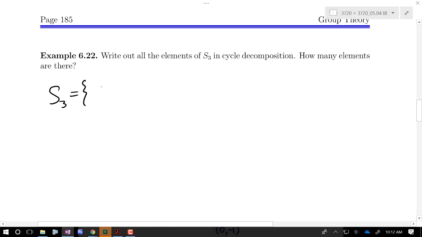First we have the identity, and now we have to write something for an element. So the identity we just write as 1 inside the parentheses. Every time, all the elements have to be written inside some sort of set of parentheses. So there's our 1 element. And then we have the sigma element that we looked at before, (1 2).